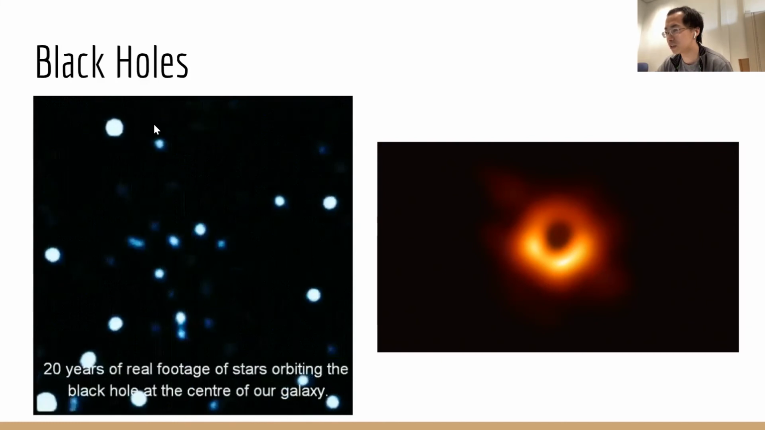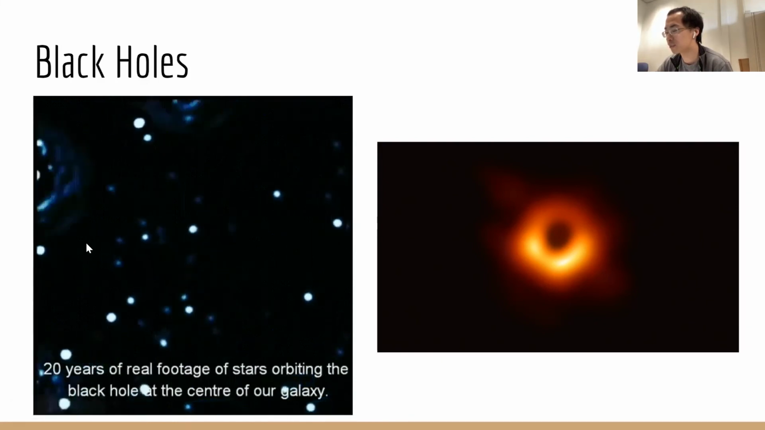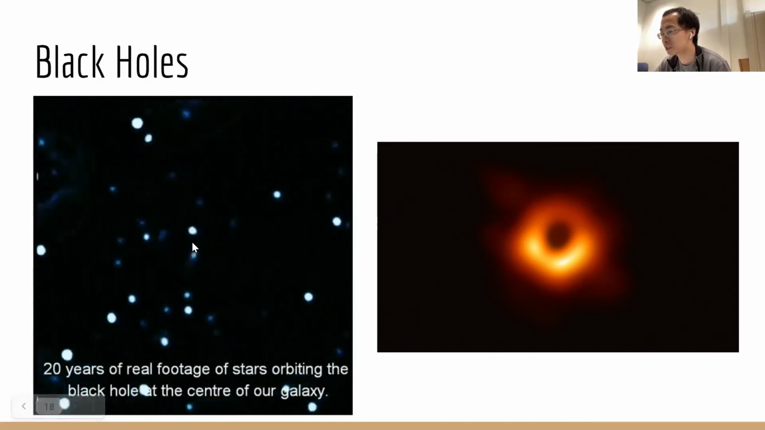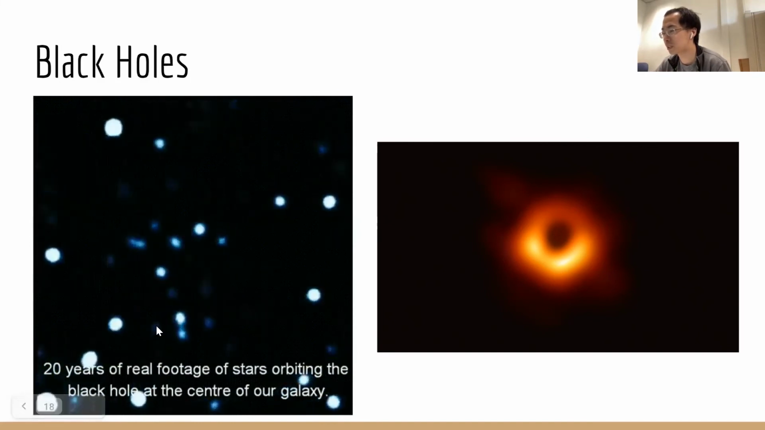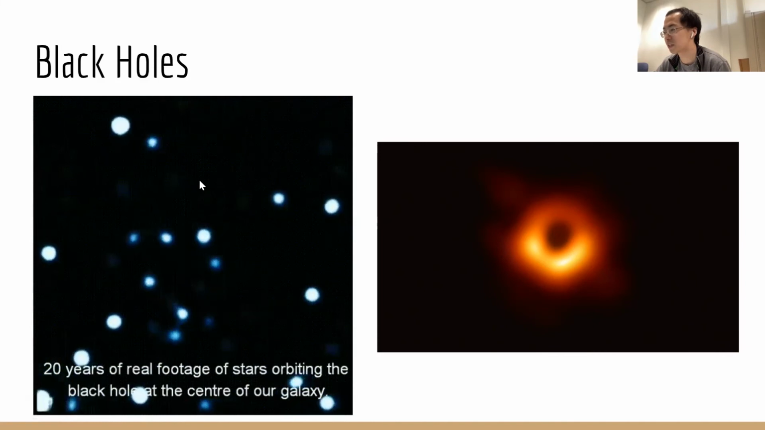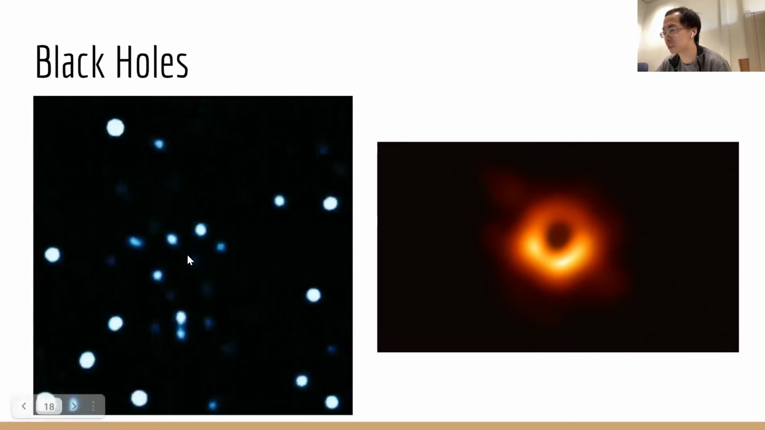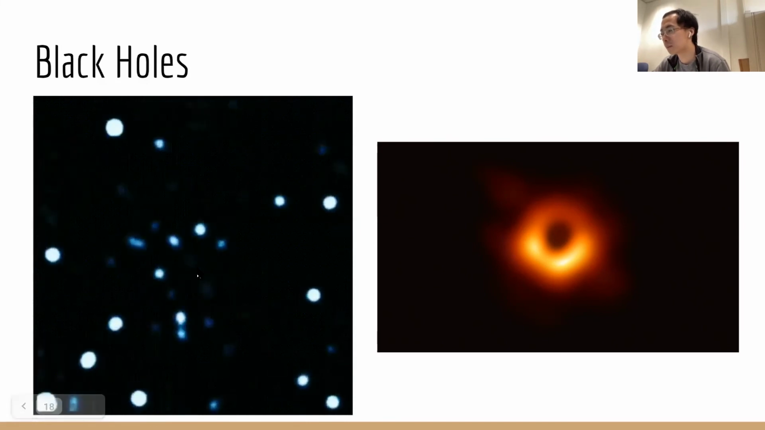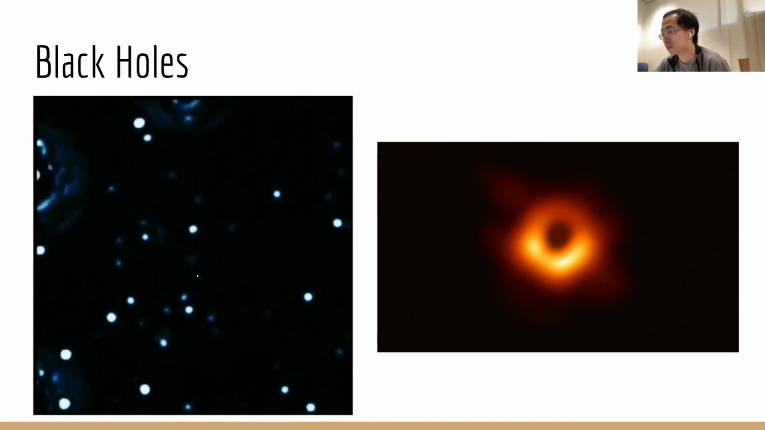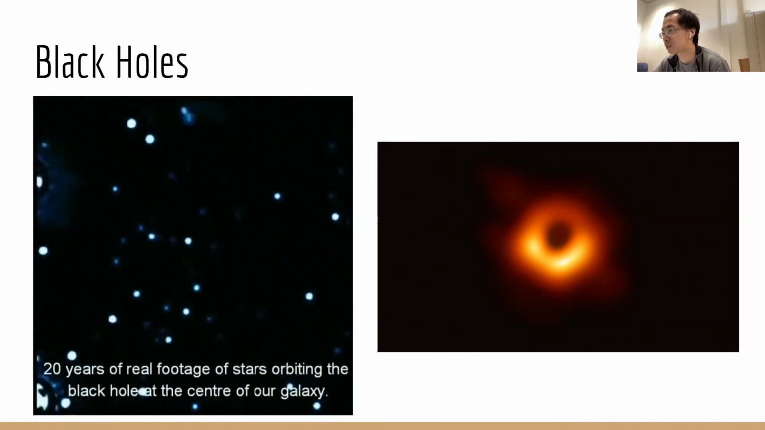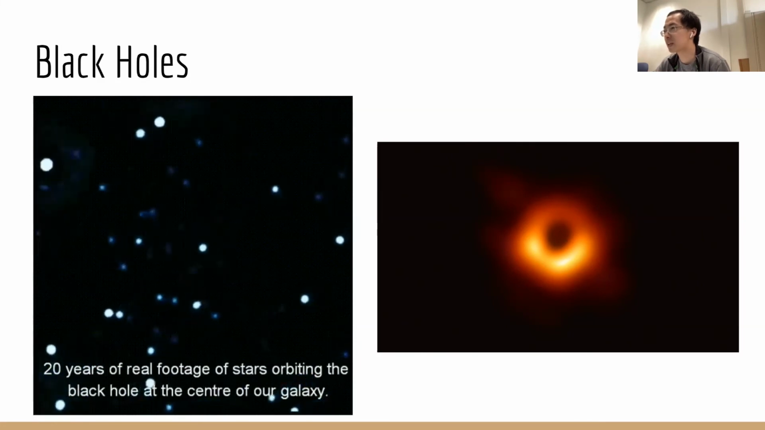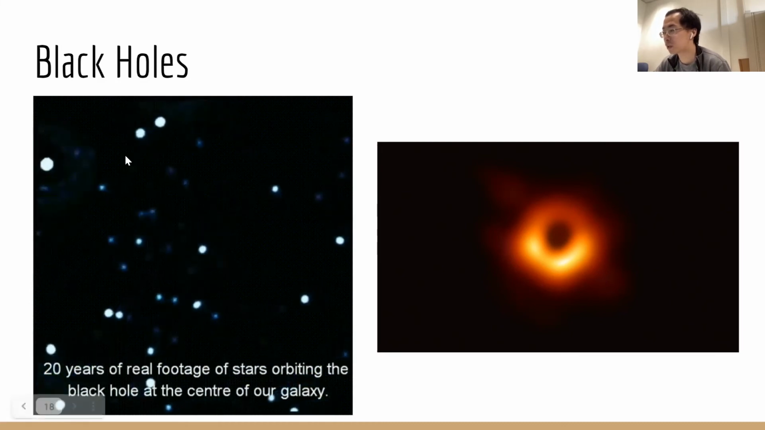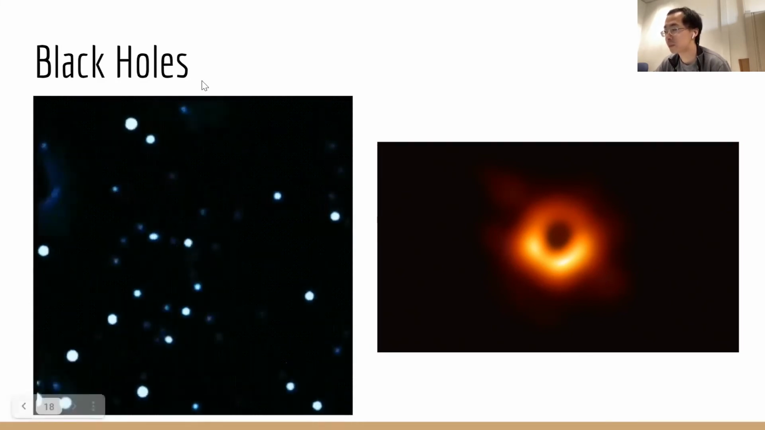You can see that these dots are all stars, which are spiraling around the center of our galaxy. But they're orbiting this invisible point. So these stars are moving close to the speed of light. This one's moving at a few percent of the speed of light when it gets to the fastest point. But you can't see anything there. And this is actually something which was noticed by the team of Andrea Ghez at the University of California, Los Angeles, and won her the Nobel Prize last year as well.